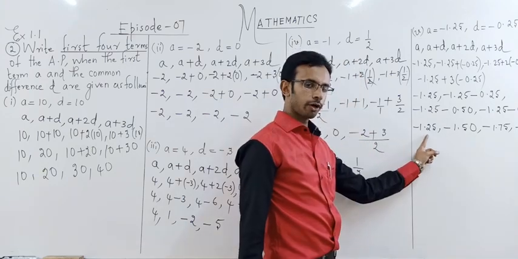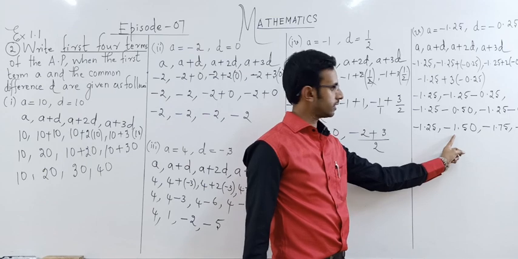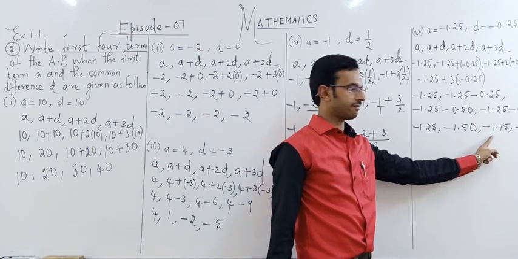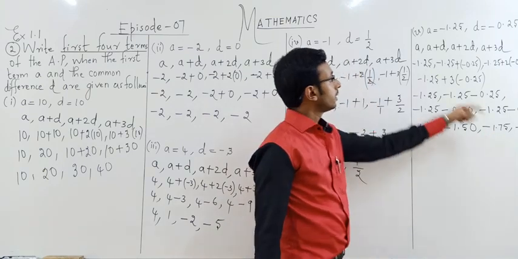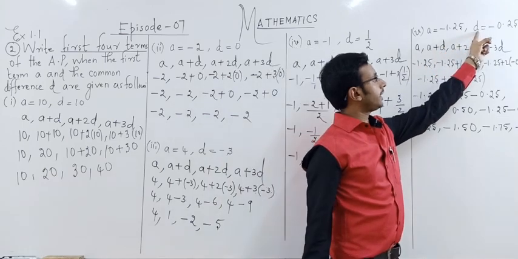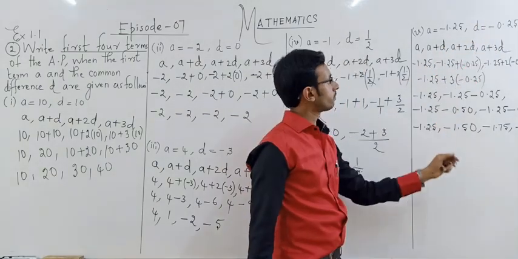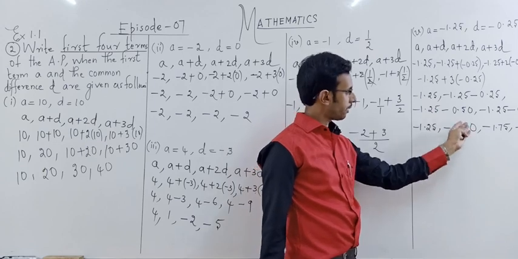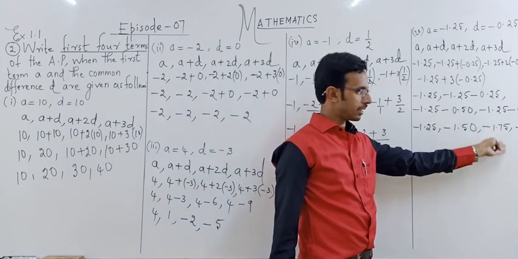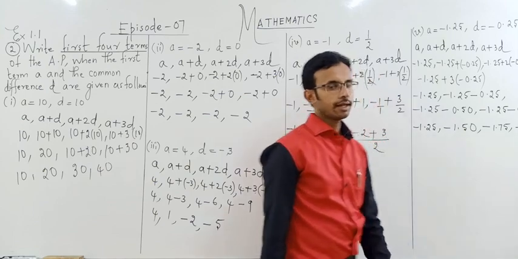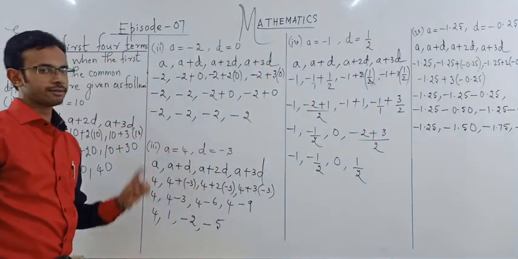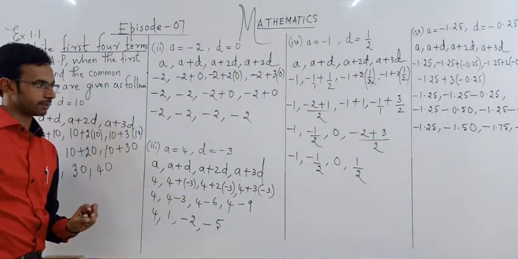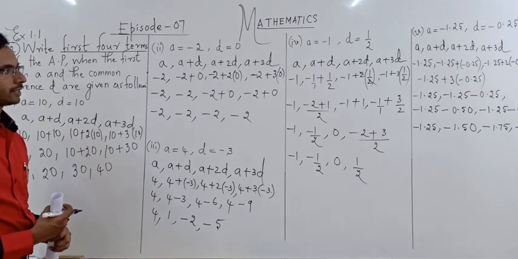Minus 1.25, minus 1.50, minus 1.75 and minus 2. So that means the difference added to it is minus 0.25. Plus minus 0.25 will give you this, plus minus 0.25 will give you this, plus minus 0.25 will give minus 2. Hope you have understood the second main of this exercise 1.1. Any doubts? I hope there is none.